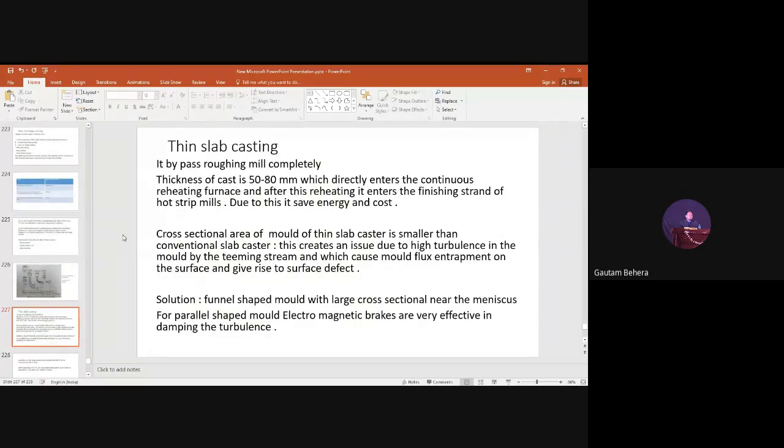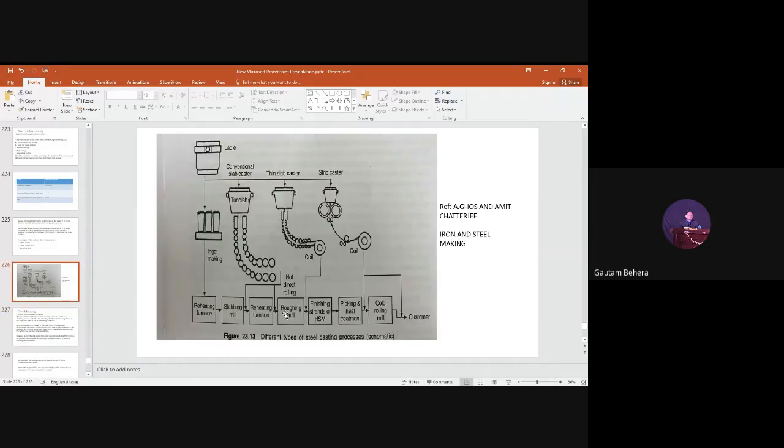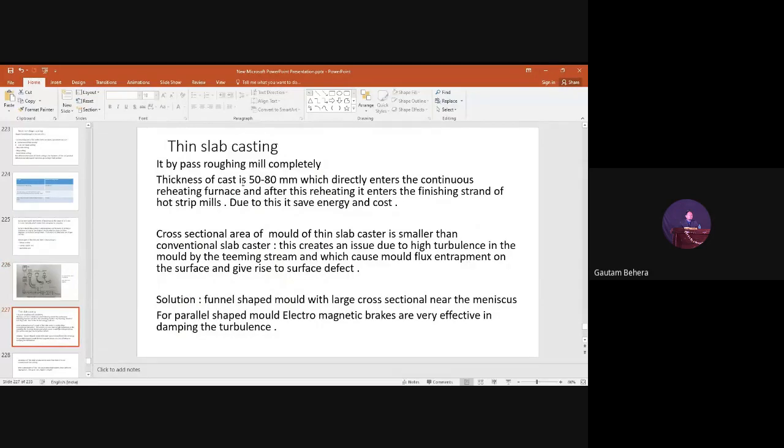All the things which I have explained are written over here. We can see thin slab casting bypasses roughing mills completely. You can see the roughing mill is here, but after getting a thin slab, we go directly to the hot strip mill. We do not have to go into the roughing mills. The thickness of the cast product is 50 to 80 mm, as we have already seen, which directly enters the continuous reheating furnace, and after this reheating, it enters the finishing strand of the hot strip mill. Due to this, it saves energy and cost. The cross-sectional area of the mold of the thin slab caster is small.